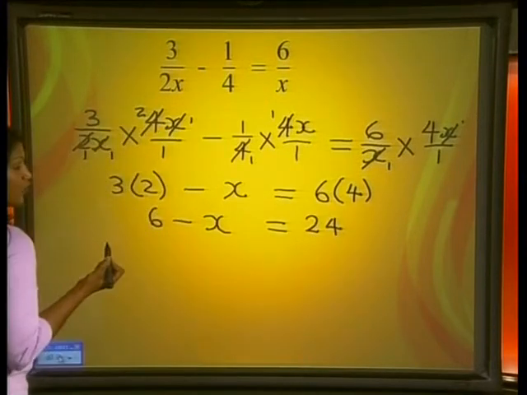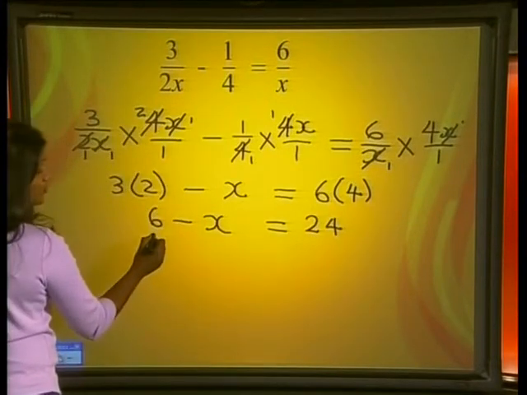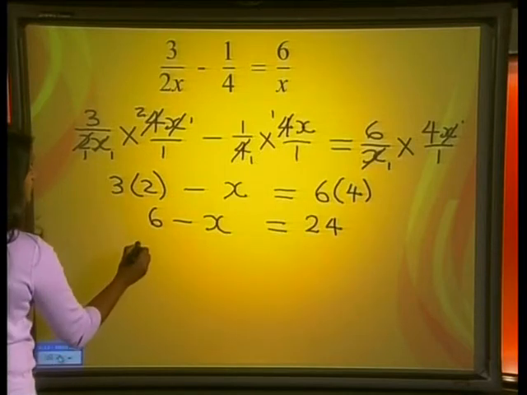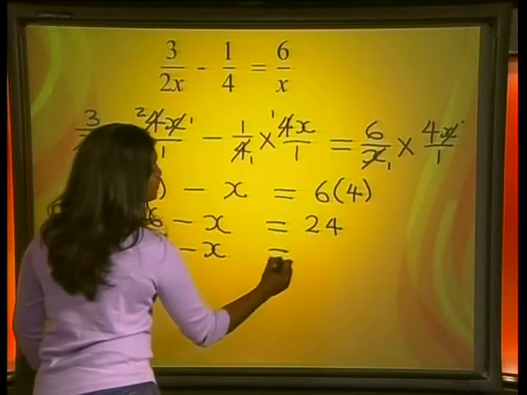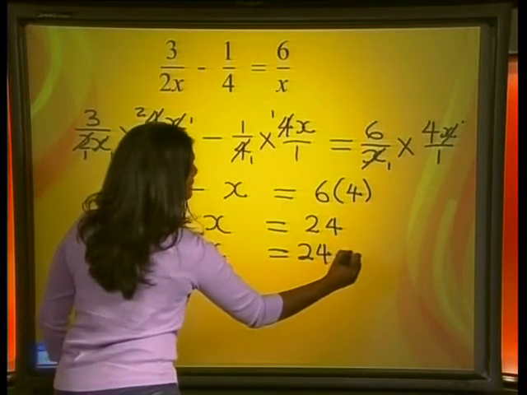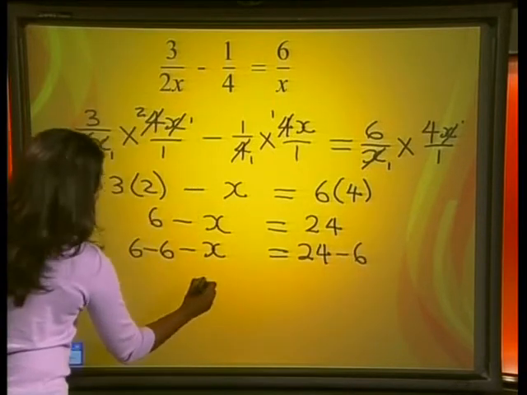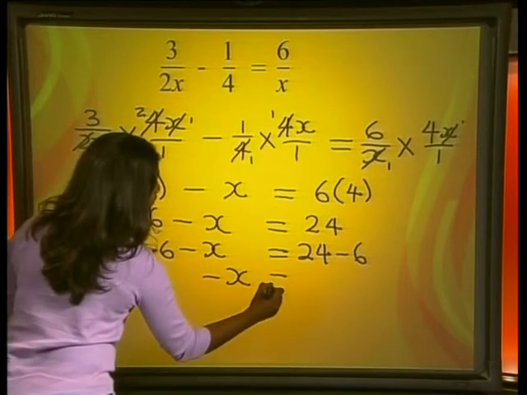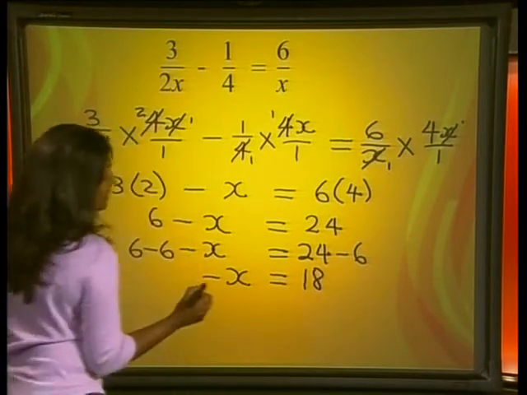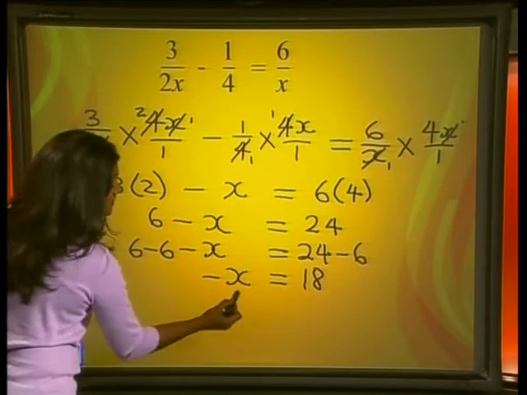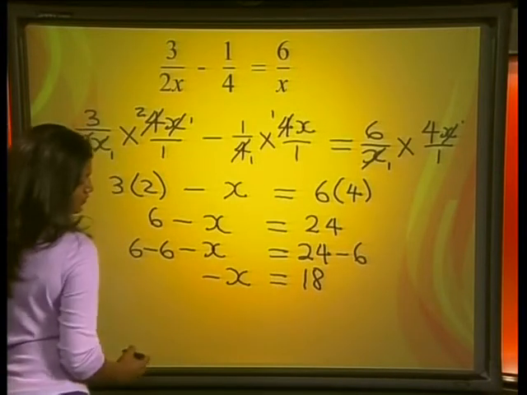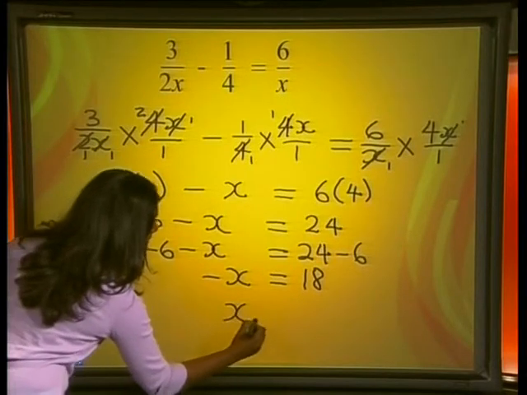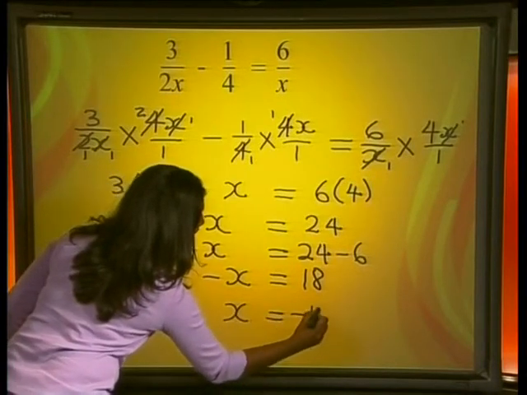Now we want to solve for x. I'm going to subtract 6 from both sides of the equation. I get 6 minus x is equal to 24 minus 6. We're left with minus x is equal to 18. But remember, we are solving for positive x, which means that I need to divide both sides by negative 1. I get x is equal to negative 18.